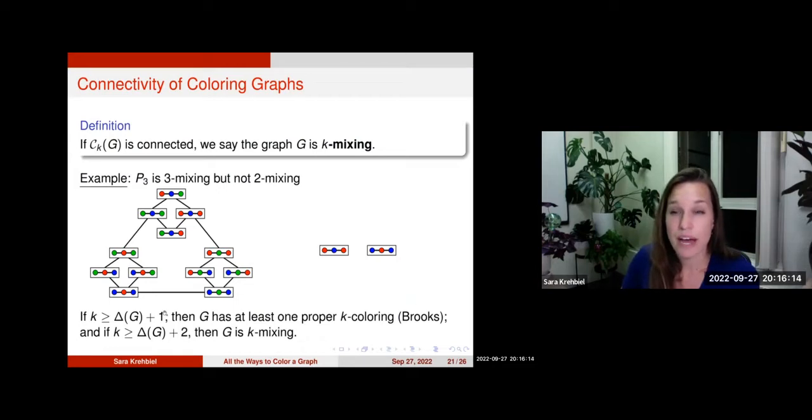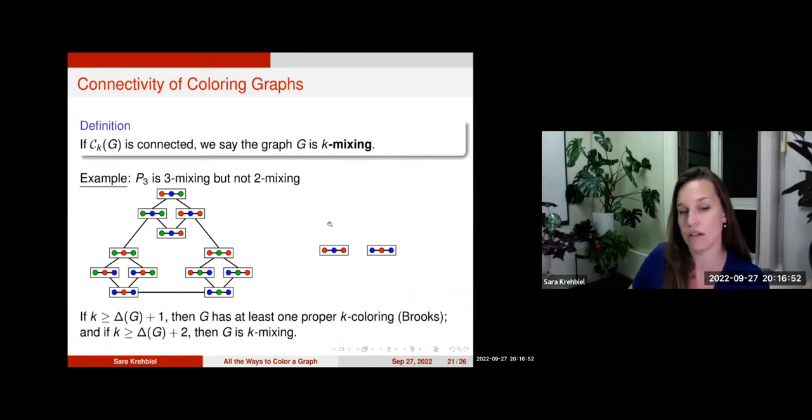So recall we had this nice theorem by Brooks that said, how many colors do I need in order to have a proper k-coloring? There was a specific statement that if I had 2 special types of graphs, then I needed delta plus 1. But in general, if I have at least delta plus 1, that's enough. So delta plus 1 ensures that I have a proper k-coloring. It turns out that delta plus 2 ensures that the coloring graph itself is connected. So if I have just 1 extra color, that's a guarantee that I'm going to be able to get among all colorings.